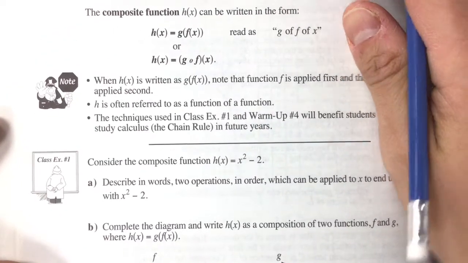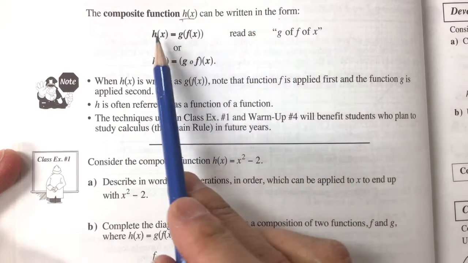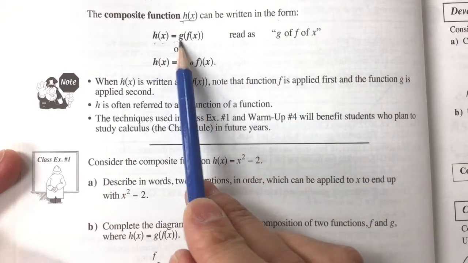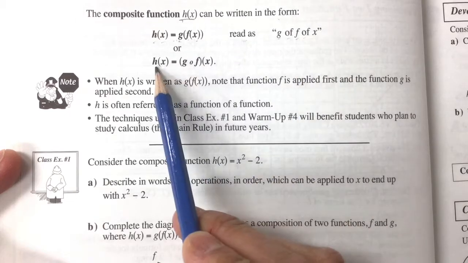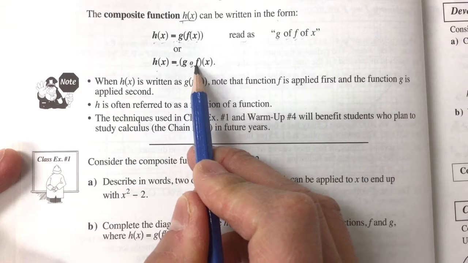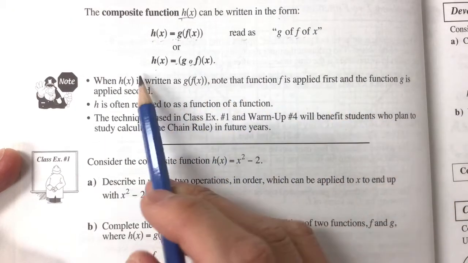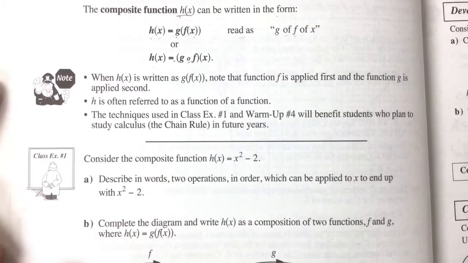Now, a composite function, usually referred to as h of x, can be written in the form h of x is equal to g of f of x, and we would read that as g of f of x. Now, we're going to look at a few different examples of what that means for our function.